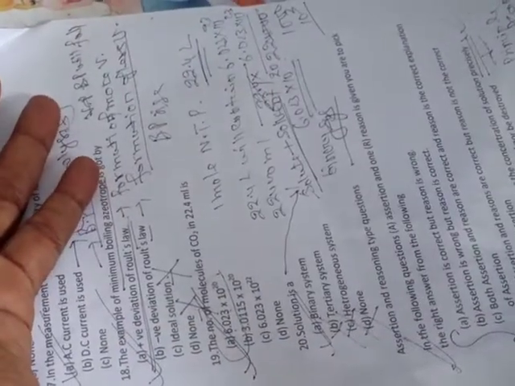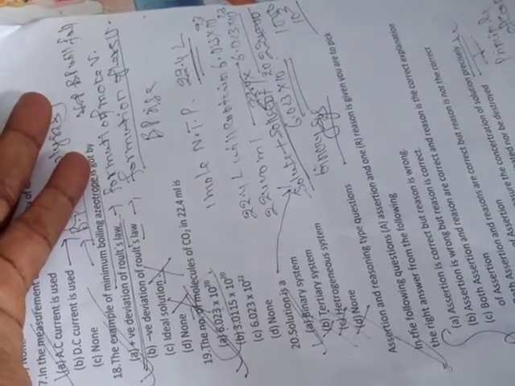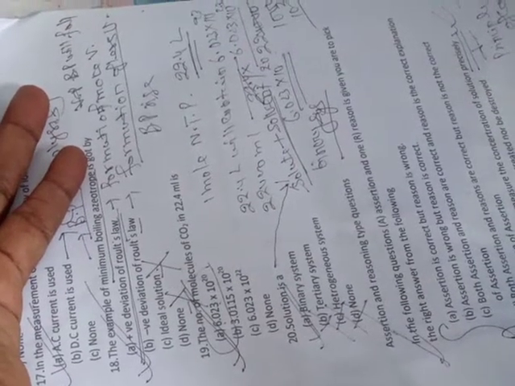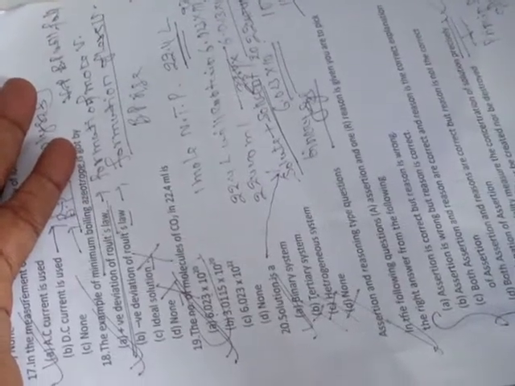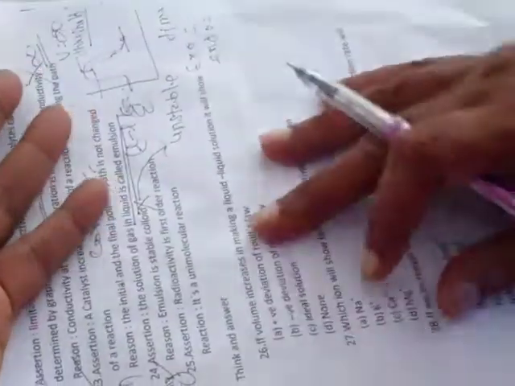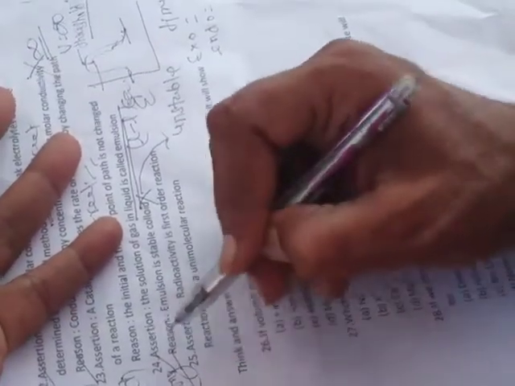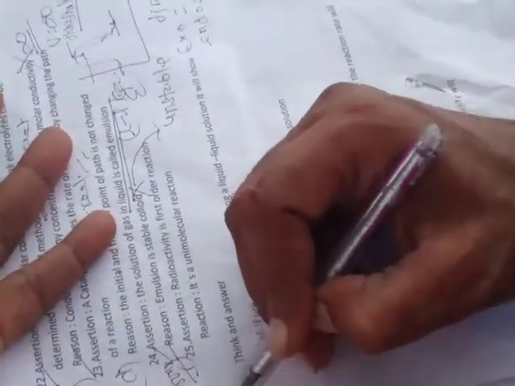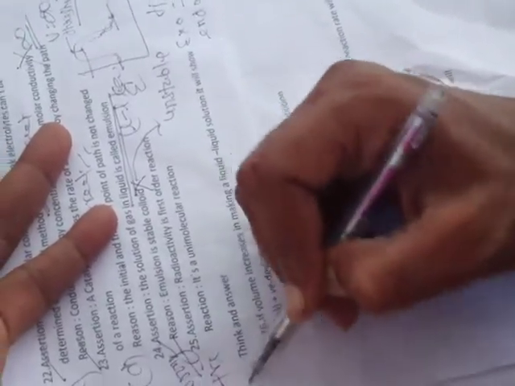For that, we will see option B. Assertion is wrong. You see, both assertion and reason are correct. Now see the option: assertion is correct but reason is wrong. Assertion is wrong but reason is correct. Now see here, I am just giving you the answer: assertion and reason both are wrong.